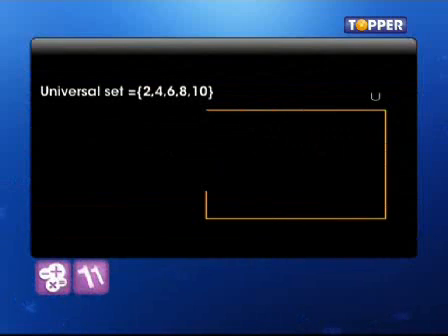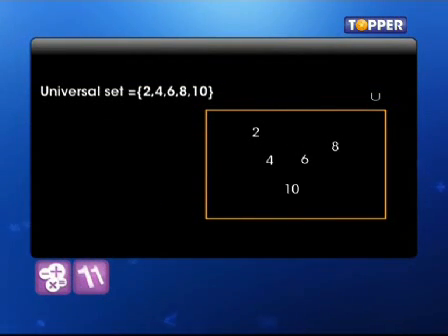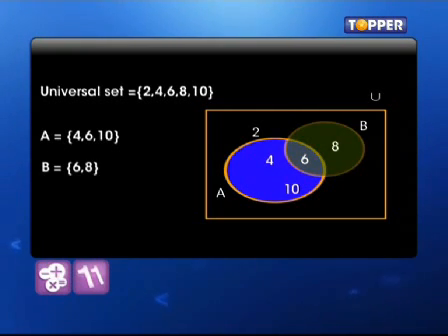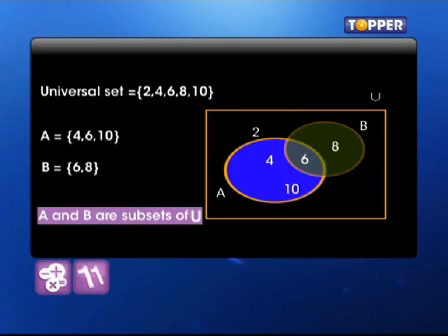Let me simplify this for you. Take a look at this example. Here, U, that is the universal set, is equal to {2, 4, 6, 8, 10}. The set A is equal to {4, 6, 10} and B is equal to {6, 8}. A and B are subsets of U, the universal set.